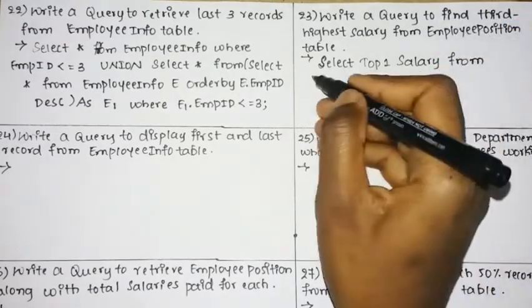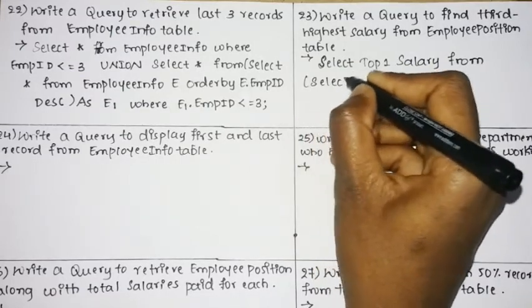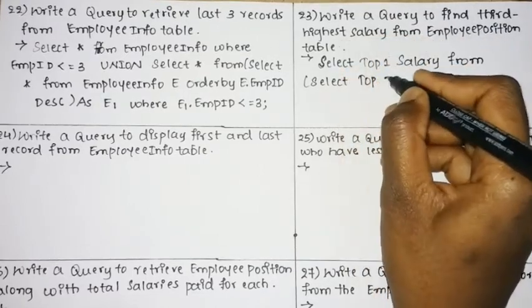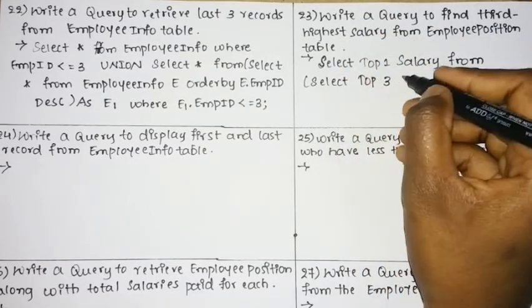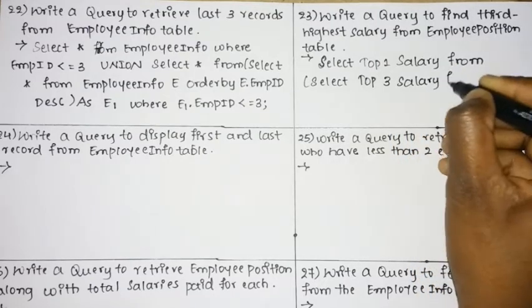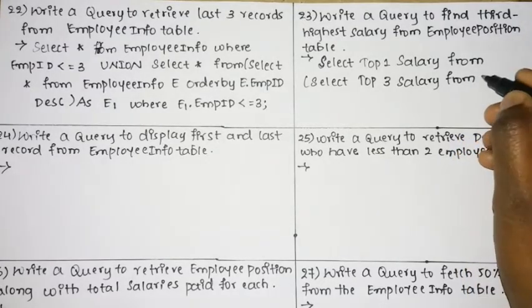From, what you need to do is include one more select statement. So select, you need the third highest salary. Therefore top 3. So the third highest salary, that is top 3 salary from the table, whose name is employee position. So top 3 salary from employee position.